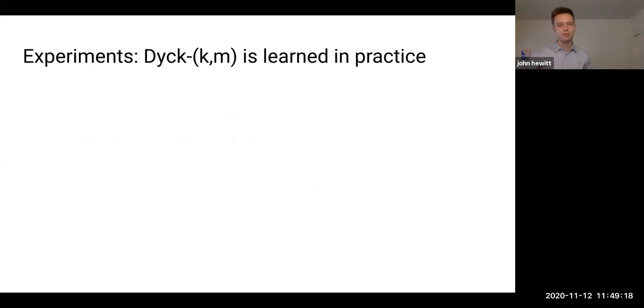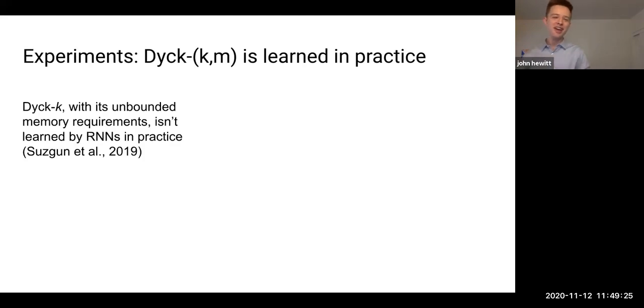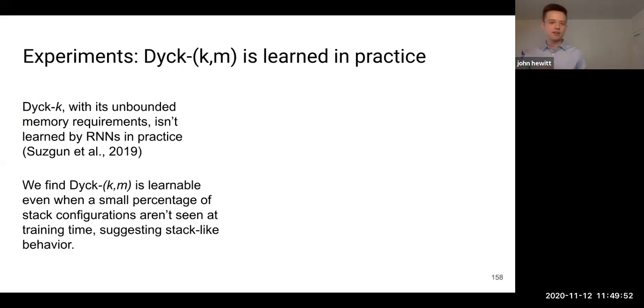The last thing I want to talk about is a couple of experiments that I think point to some really interesting behavior. We ran some experiments in learning to generate Dyck-k,m. To start, in prior work, if you tried to train an RNN, or really train anything that doesn't have unbounded memory to recognize Dyck-k, it has been shown to just not work, which under our theory is a foregone conclusion, because if you have finite memory, you just can't do this. But we find that Dyck-k,m is actually learnable.